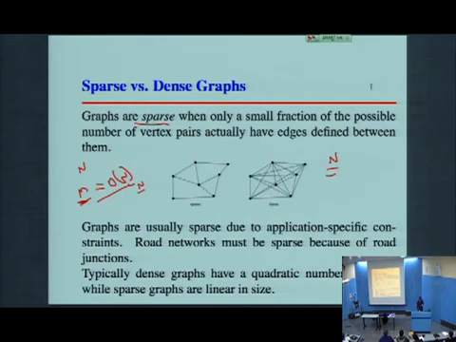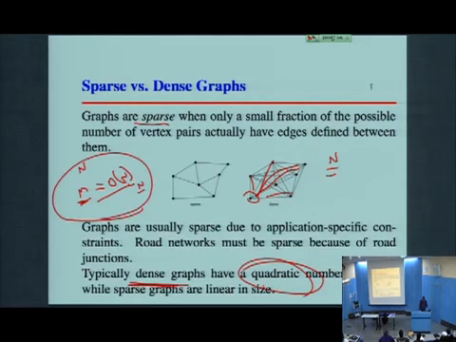Why is it? Each one of the n vertices can be connected to how many other vertices? N minus 1-ish. So the answer is something like n times n minus 1, or n squared if you're allowing loops. That's going to tell me that it's something like n squared, right? So you can have a quadratic number of edges in a dense graph.